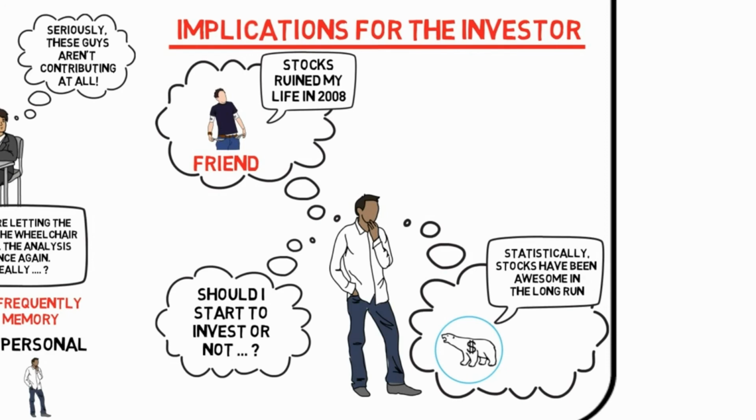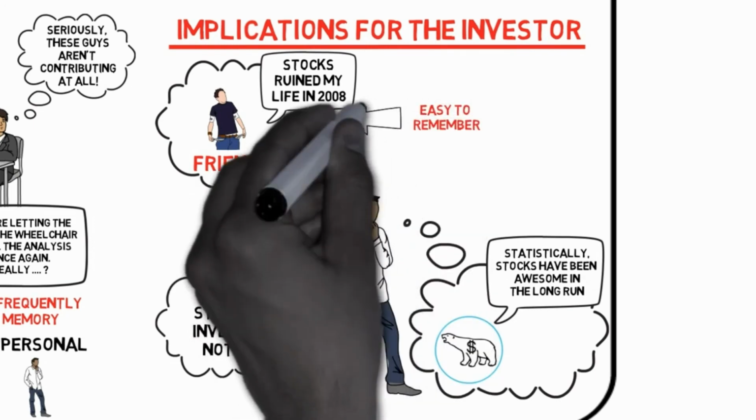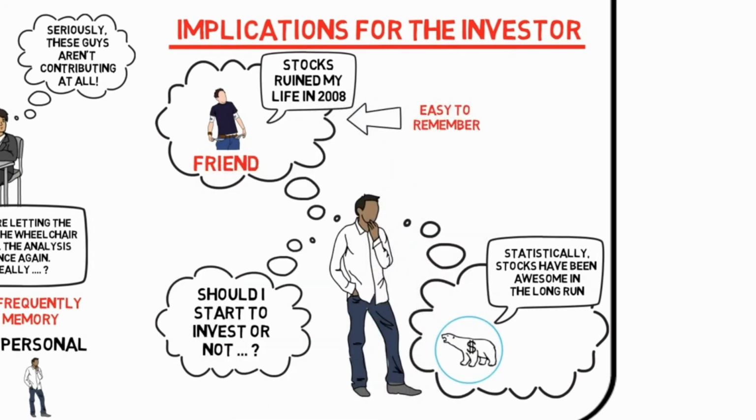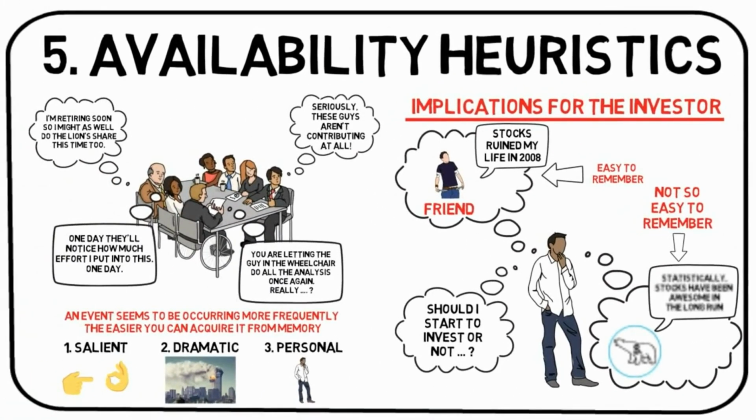Every time he thinks about the stock market, it's much easier for him to remember a picture of his friend who was thrown out of his house because of reckless investments during 2008 than to remember me, preaching about something as irrelevant as statistics. But as you understand, if you aren't a victim of the availability heuristic yourself, this is very unfortunate.